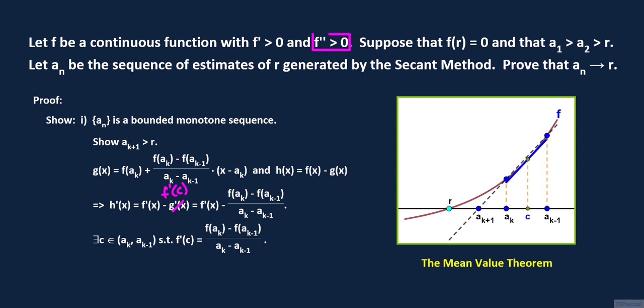Now f″ is greater than 0, so that f′ is strictly increasing. Therefore f′(x) is less than f′(c) for values of x that are less than c, so that h′(x) is less than 0 whenever x is less than c.